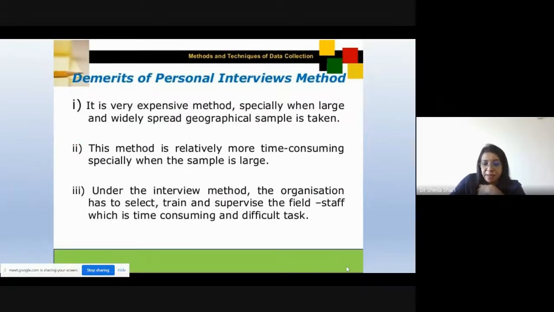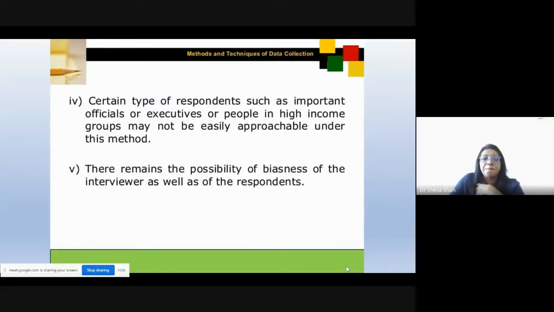All right, and it is a very expensive method, especially when you're covering a big area. Under the interview method, you have to select your friends and train them to do interviews for you. You cannot be everywhere doing interviews, right? And sometimes you need to meet higher officials, like the CEO of a company, who have no time for this kind of question. Sometimes it's the policy of the company that they are not supposed to reveal anything.